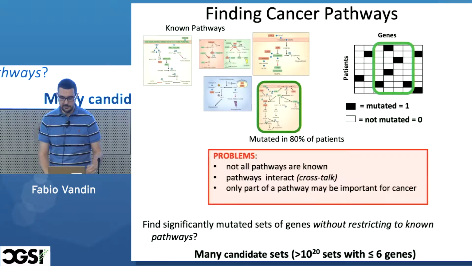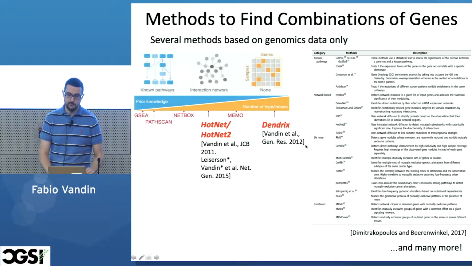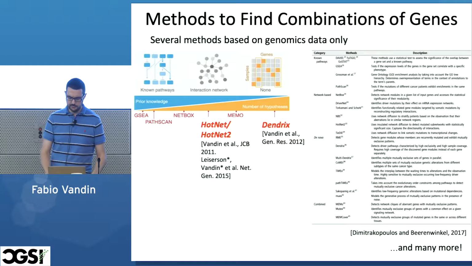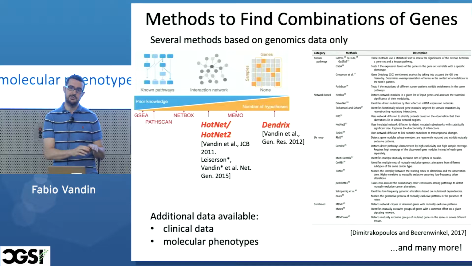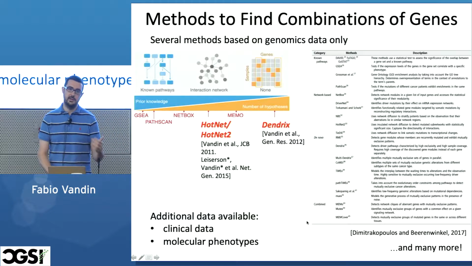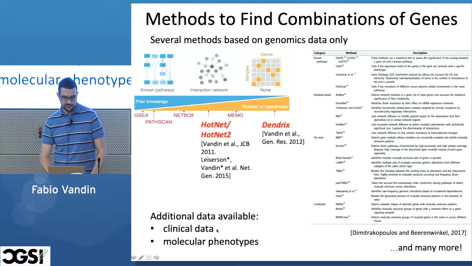However, many methods have been developed to identify these driver pathways and these interacting sets of genes that are important for cancer, some of which I've contributed to. And there are many more methods that are not shown in this slide. What I want to focus on today are methods that do not use only genomic information to identify these driver pathways, but also try to leverage other data that is sometimes available from these larger studies. In particular, either clinical data or molecular phenotypes. And for today, I'm going to focus on molecular phenotypes.